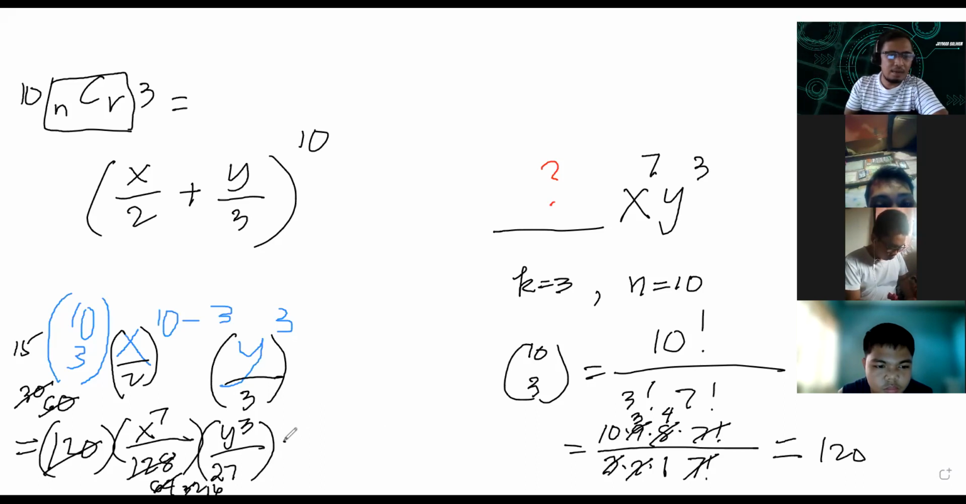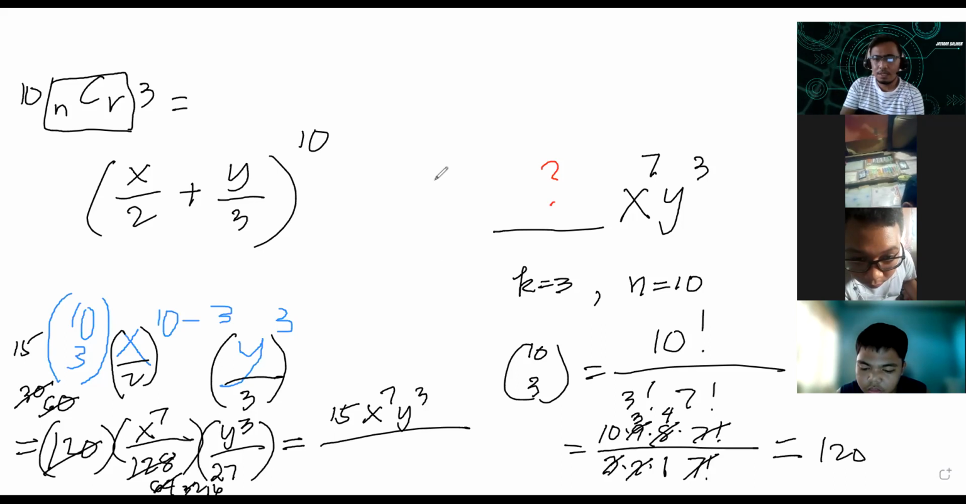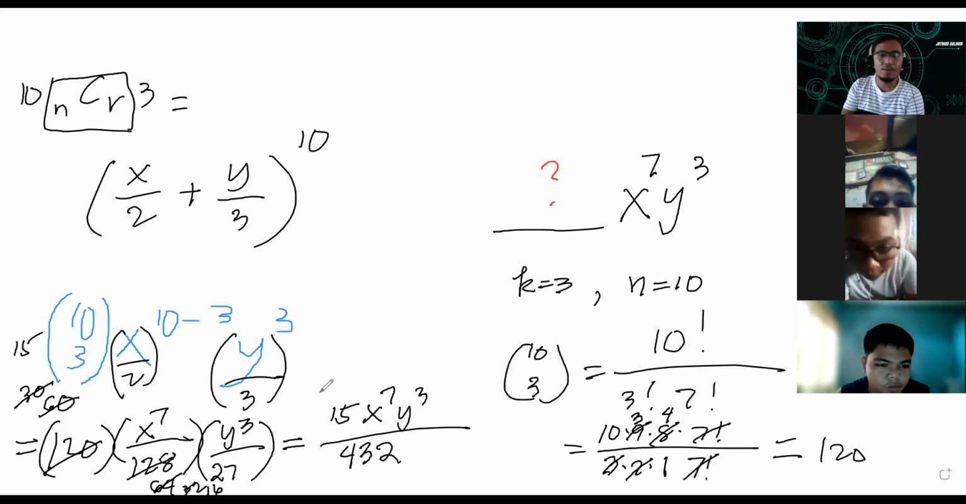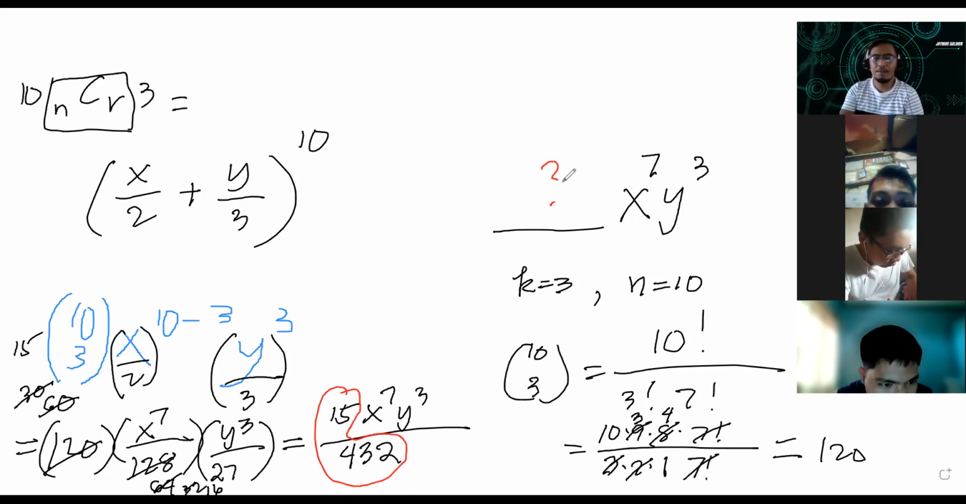So we have 15 on top, x to the 7, y to the 3. On the bottom is 16 times 27. What is 16 times 27? 432. And that would be your answer. Your answer now would be 15 over 432 x to the 7 y to the 3. Got it?